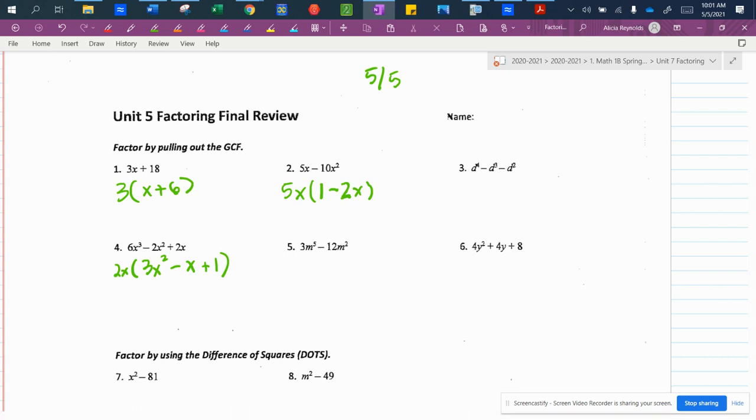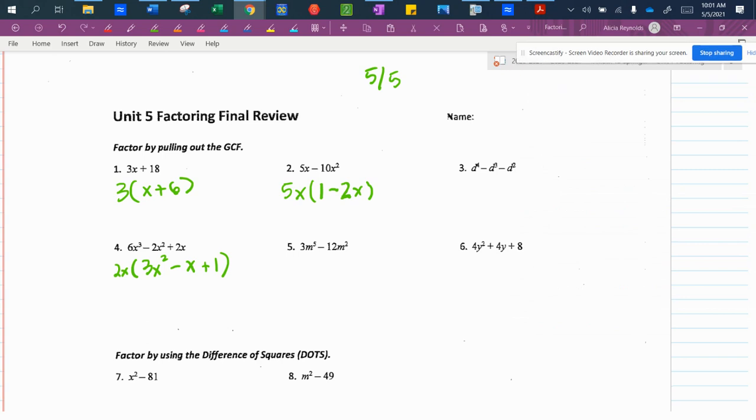Number 3, what's the GCF? D squared? Yeah, it's a letter D. D squared. So what's left? D squared minus D minus 1. Number 4, the GCF was 2x, and I'm left with 3x squared minus x plus 1.